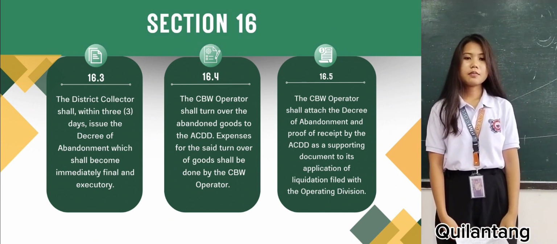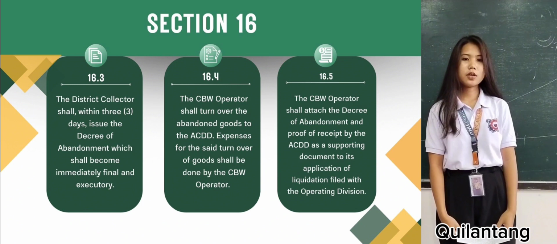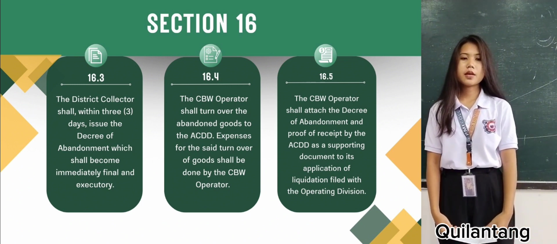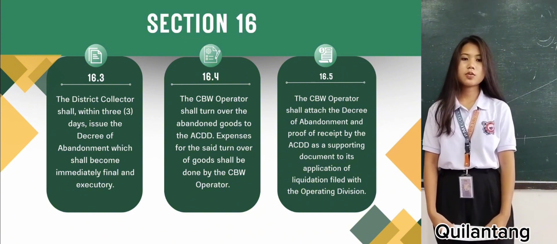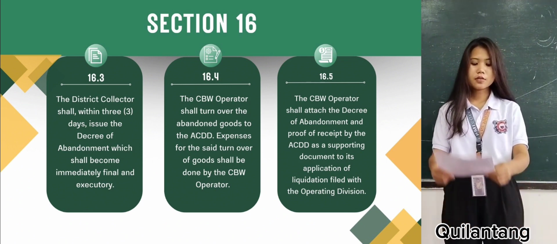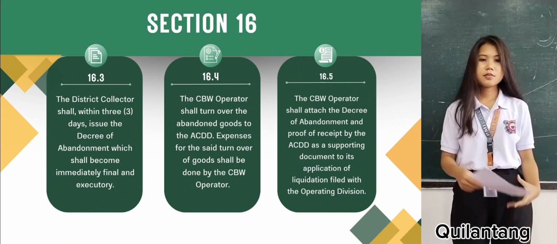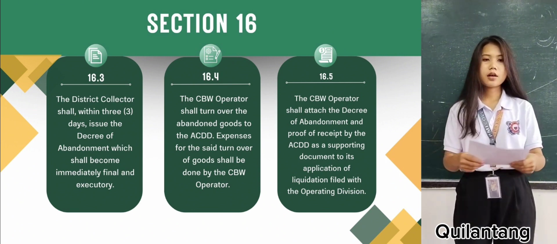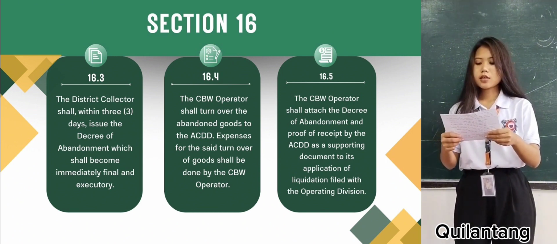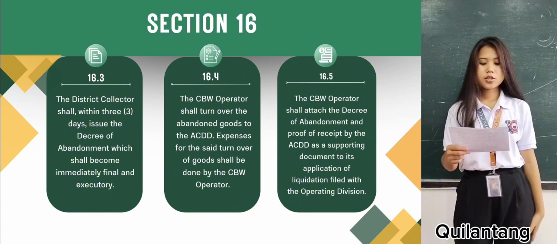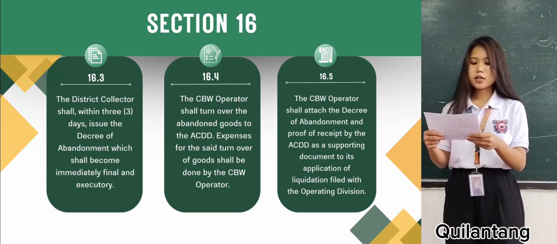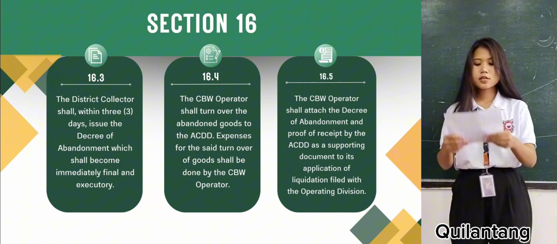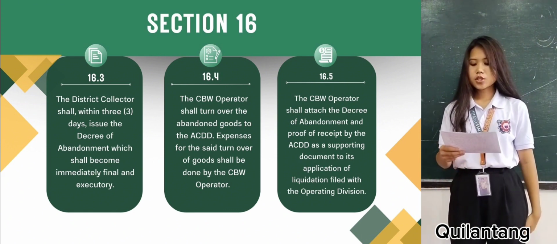Subsection 16.5. The CBW operator shall attach the deed of abandonment and proof of receipt by the ECTD as a supporting document to its application for liquidation filed with the operating division. Ang operator sa CBW, pag-ulit sa mga raw materials o pag-liquidate sa WSAE, kailangan i-attach ang deed of abandonment and proof of receipt by the ECTD of the goods as supporting documents to the application for liquidation filed with the operating division.